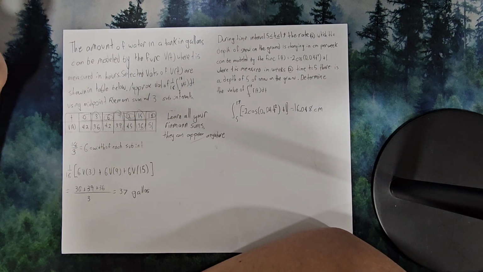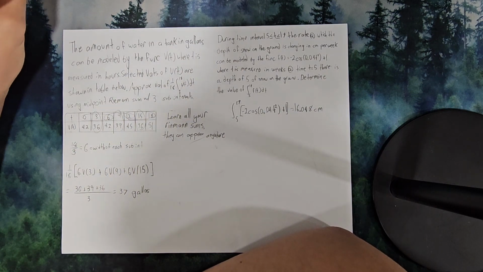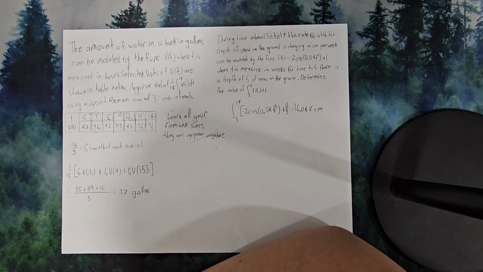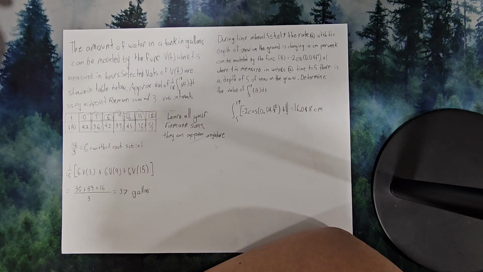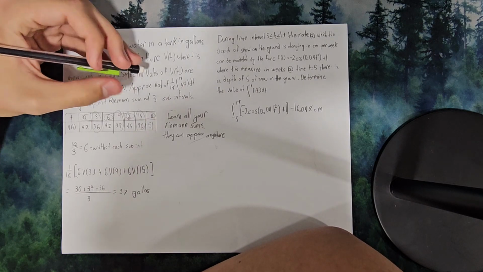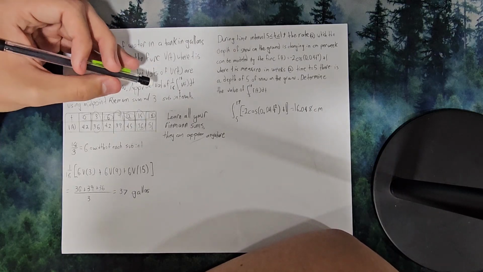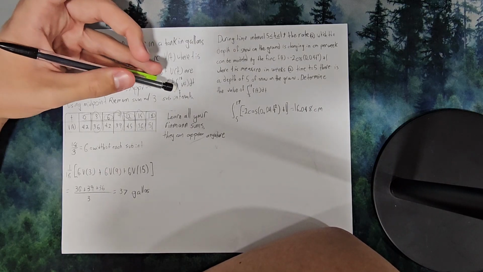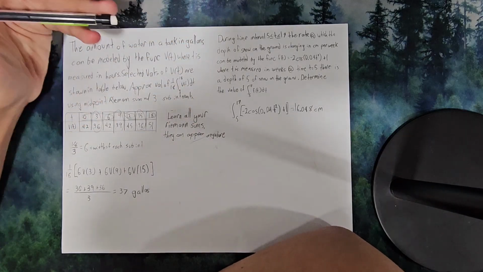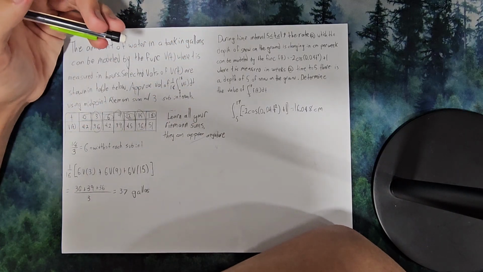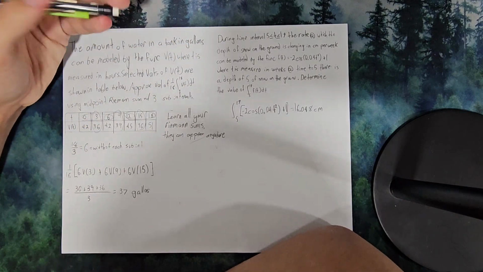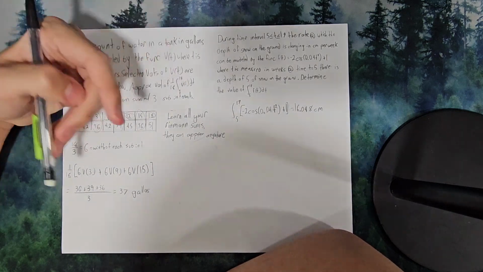The amount of water in a tank in gallons can be modeled by the function v of t, where t is measured in hours. Selected values of v of t are shown in the table below. Approximate the value of 1 over 18 times the integral from 0 to 18 of v of t dt, using a midpoint Riemann sum with 3 subintervals. So basically what it's saying is find the average value of v of t from 0 to 18.